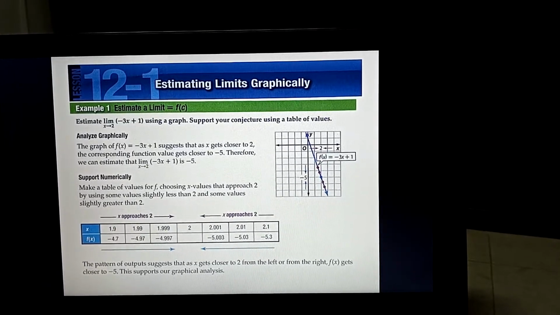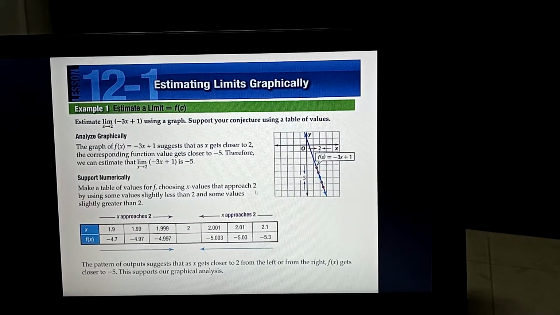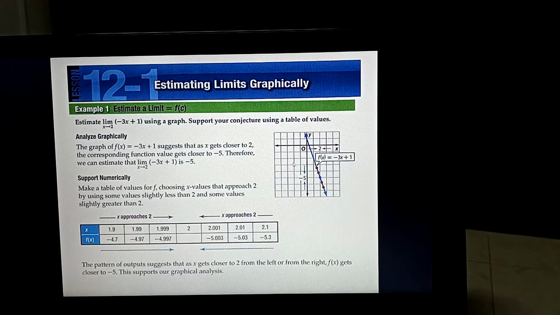Again, estimating limits graphically. Here we are speaking about the line and what is the height, what is the depth of the point that lies on the line when x approaches one value. Here he is asking us to find the limit of negative 3x plus 1, which is a line, when x approaches 2. Look at the graph.